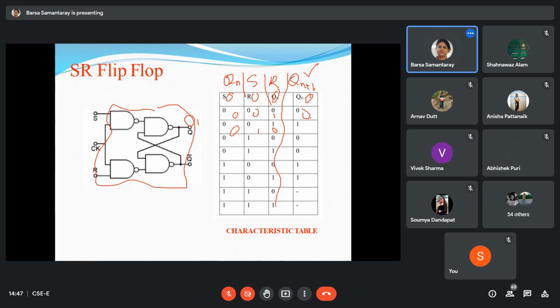गॉट इट? Yes ma'am. Then अगर मेरा S 1 है, R 0 है, तो आउटपुट क्या आएगा? 1. Very good. Whatever may be the previous value of Qn, अगर S 1 है मतलब आउटपुट 1 आएगा. Okay. Next condition is 0, 1, 1. Now tell me, 1, 1 है तो क्या आएगा? 1, 1 होने से क्या होता है?